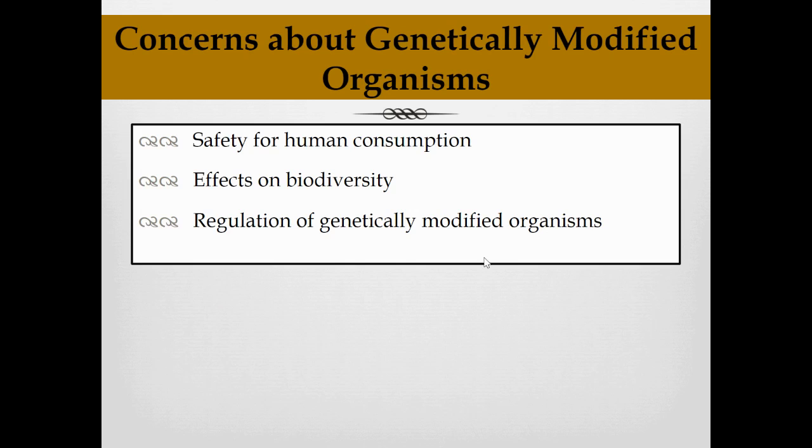Remember, the 3 biggest concerns, though, involving GMOs is it safe for human consumption, right? There's still lots of misconceptions about GMOs. People are still very hesitant about GMOs. It can have a slight effect on biodiversity because what can happen is if we're manipulating the genes of this one type of species, those genes can eventually transfer to the natural type organisms. And obviously the regulation of genetically modified organisms, right? We need to regulate what we are manipulating.